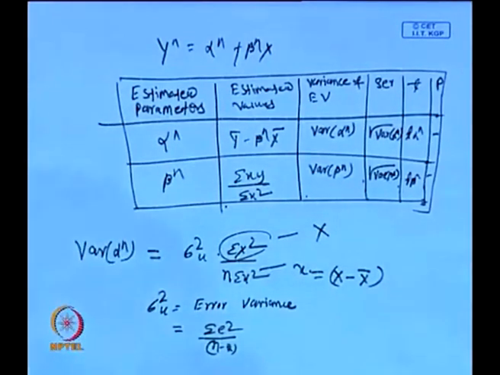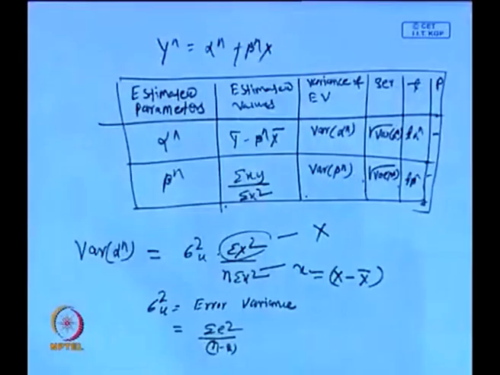So, there is no point writing summation e square by n minus k, because it is already known to us that k represents the total number of variables in the system, that is y and x, or the number of parameters in the system, that is alpha hat and beta hat. When there is a multivariate system, this term can be represented as summation e square by n minus k. For instance, if you have a trivariate model, then obviously it is summation e square by n minus 3, because there are 3 variables in the system. Similarly, we extend one after another, and the n minus k component keeps expanding.